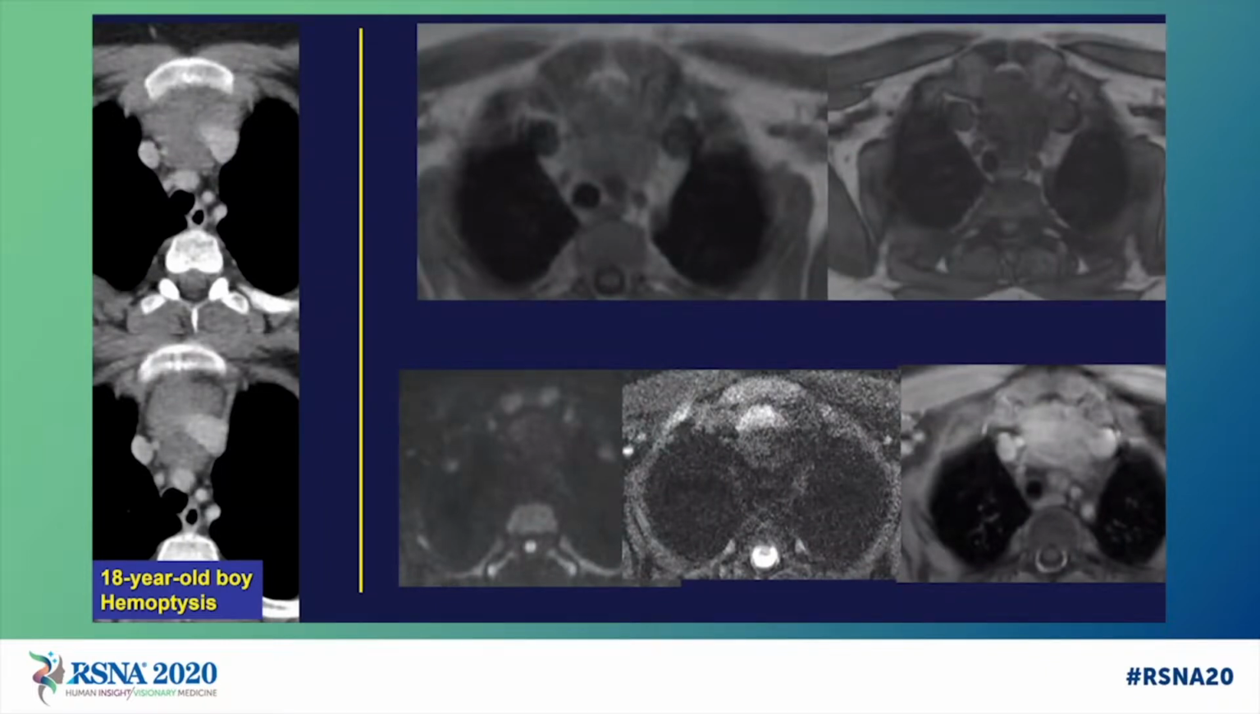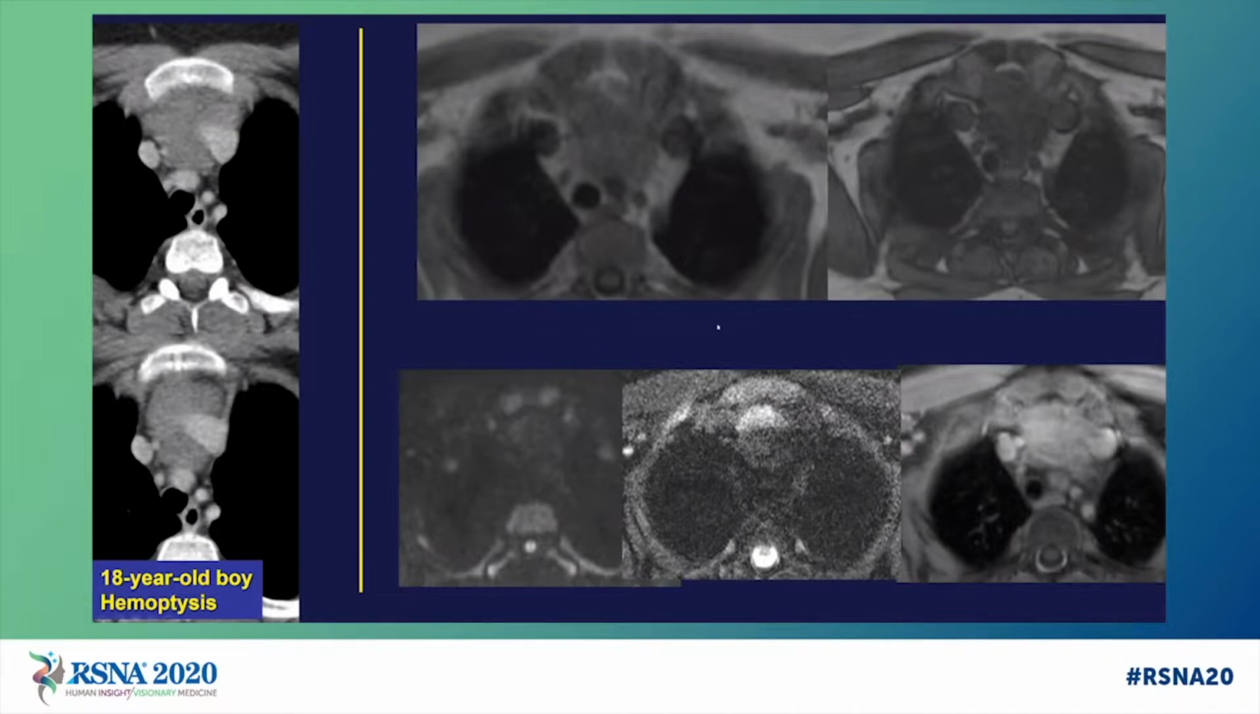Here, another example. This is an 18-year-old boy that we saw at our children's hospital with hemoptysis. And the original reader picked up correctly that there was an infiltrating mass within the mediastinum. Now, this one, you'll notice, goes behind the brachiocephalic vein. Again, the question arose as to what this mass represented, and the patient was referred for MR.